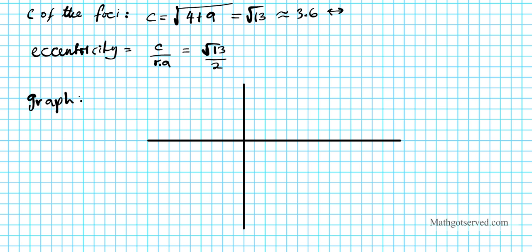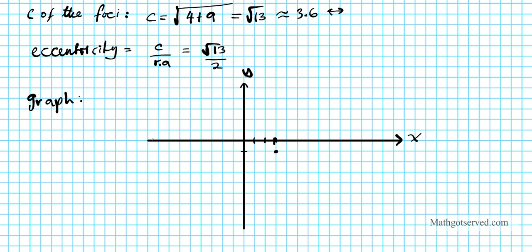Let's go ahead and graph the center. The center is the first thing we put on the graph, which is (3, -1). So we go 1, 2, 3, and -1 on the y down here. This is your y-axis, and this is your x-axis.